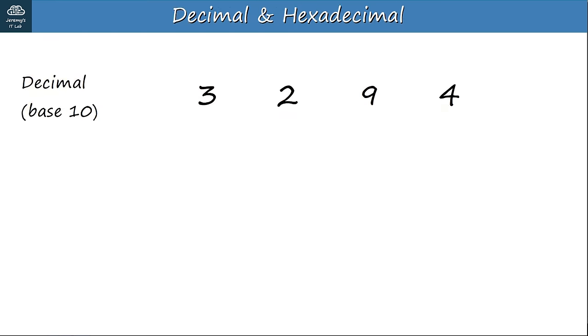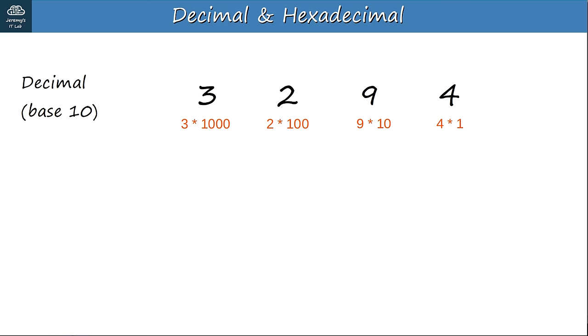Before looking at binary, let's review decimal and hexadecimal. In decimal, also known as base 10, each digit increases by a factor of 10. For example, this number, 3294, consists of 1 unit of 4, 9 units of 10, 2 units of 100, and 3 units of 1000. Notice that they increase by a factor of 10. 1 times 10 is 10, 10 times 10 is 100, 100 times 10 is 1000, and next would be 1000 times 10, which is 10,000.